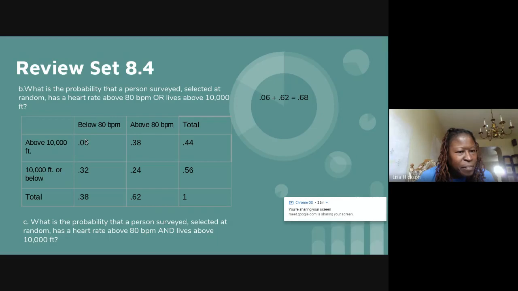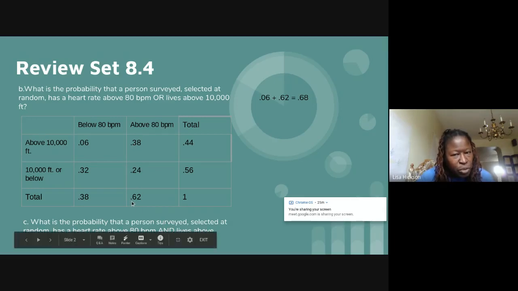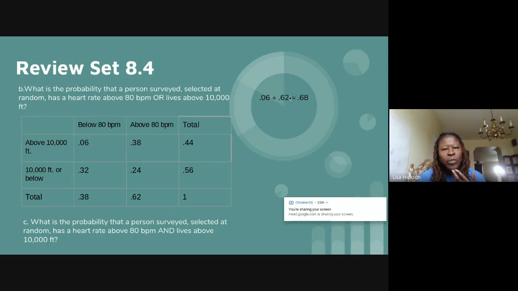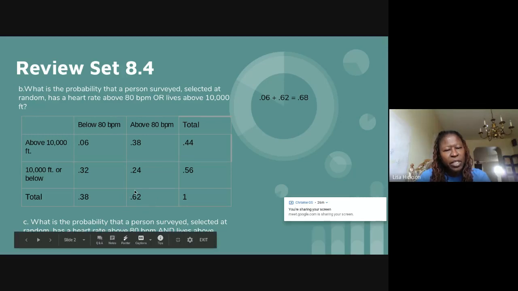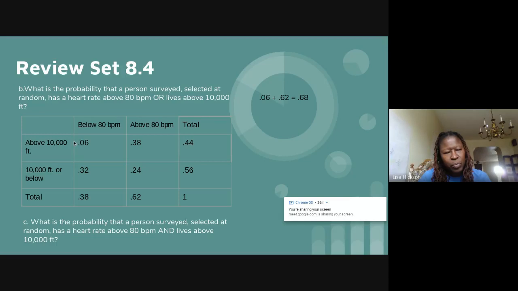And then this is the piece of the people who live above 10,000 feet, because these people have both. So we already counted those here. So these are people who live above 10,000 feet, and these are all the people whose heart rate is above 80 beats per minute. So together, it's about 68% of the people. So 68% either have a heart rate above 80 beats per minute, or they live above 10,000 feet. Okay, so it's either or. They are either in this group or this group. Make sense? Yeah. Okay, I was going to say, does it not make sense to anybody? We needed the two pieces.